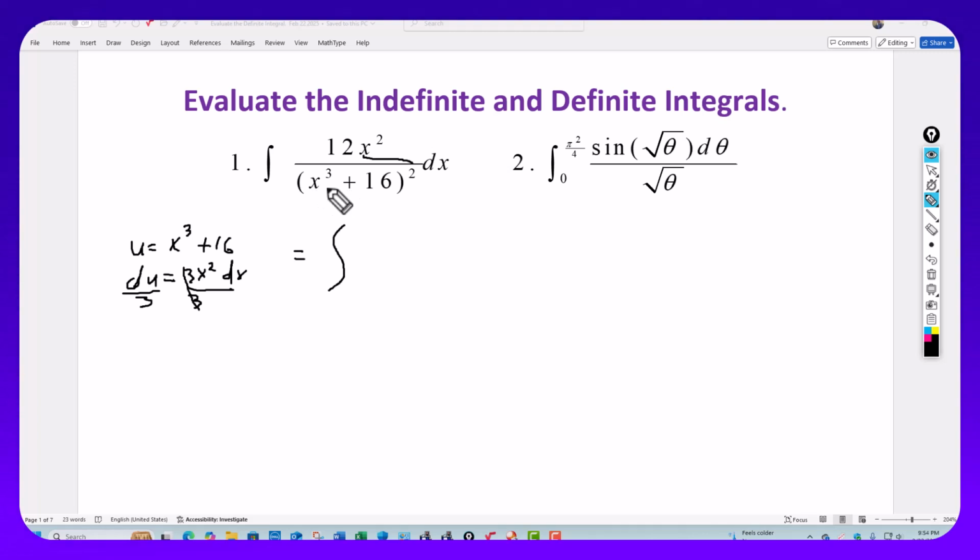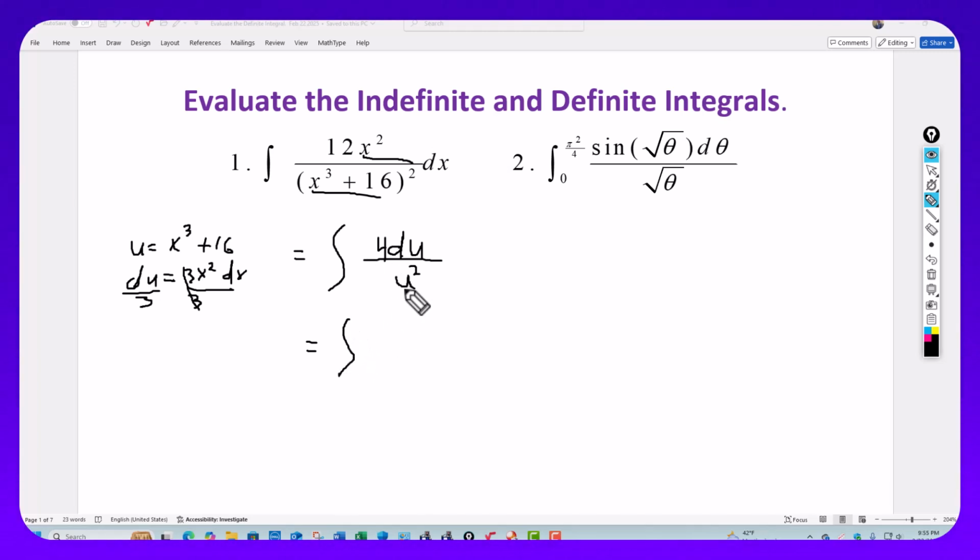And of course, the x to the third plus 16 will be u. And the x squared dx is going to be du over 3. But I can divide 3 into the 12. That'll give me a 4. I have a du here, and then this is u, so this will be u squared. Now we transform the integral into one involving u, so we're ready to integrate with respect to u.